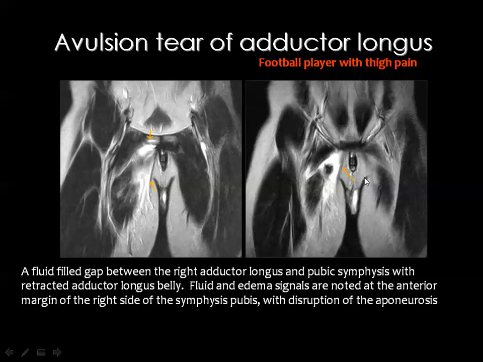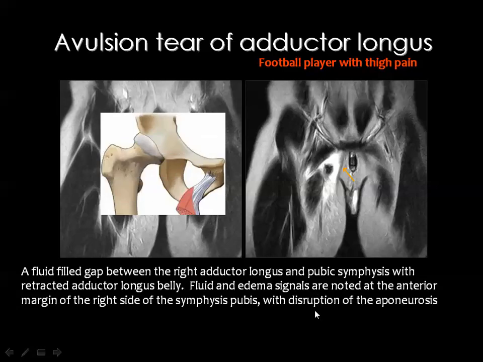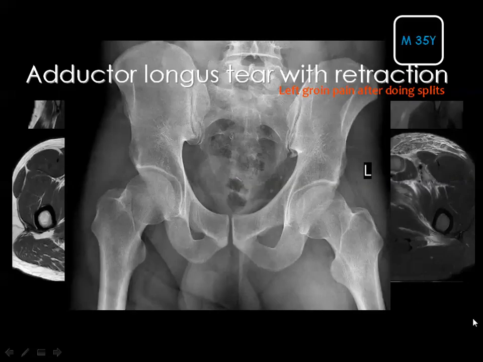And this is one of the good examples of avulsion of the adductor longus tendon. This is the normal tendon inserting into the pubic bone, and here the tendon is avulsed and its site is replaced by fluid signal. Then in this example, of course, you do not see anything in the plain film apart from maybe fractures or avulsions.